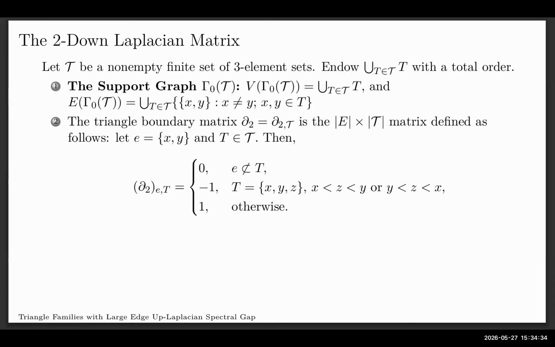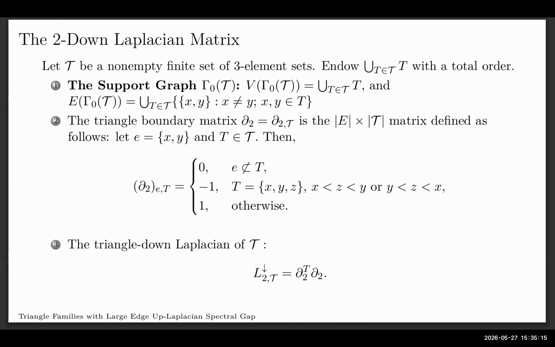So the entry at E comma T in this matrix is going to be either 0, 1, or -1. It's going to be 0 if the edge is not contained in the triangle, and it's going to be -1 if the edge is the middle edge. You have a total order on the vertex set that induces an order on pairs in an obvious way. And if the edge is the middle one in that triangle, you put a -1 sign. And if the edge is either the smallest or the biggest one, you put a sign +1. I'll tell you a little bit more about why this sign convention was adopted, but for now, bear with me. And we define the triangle down Laplacian to be this matrix transpose times itself.